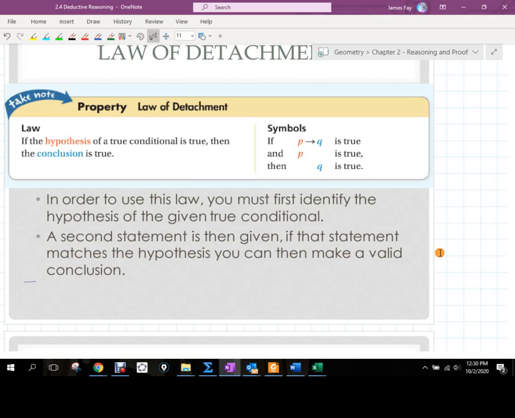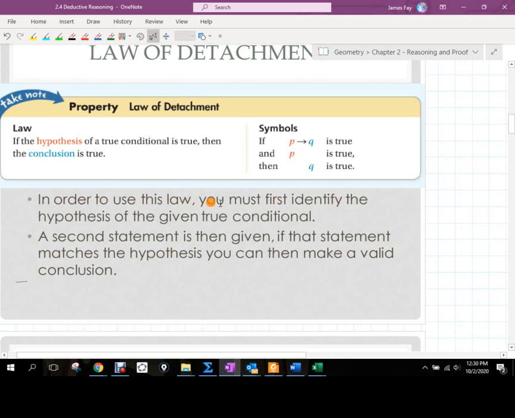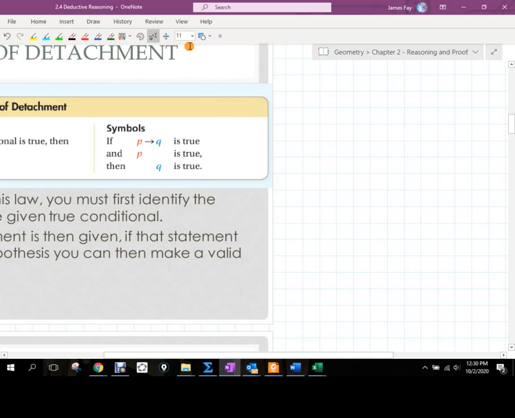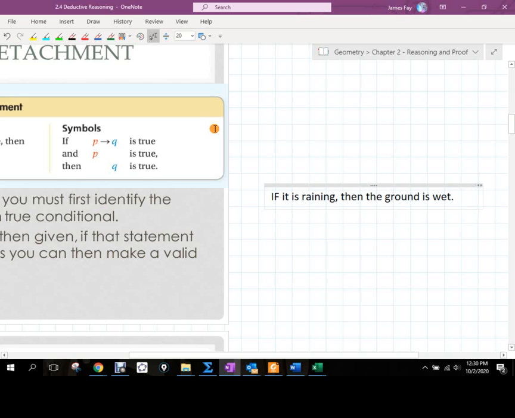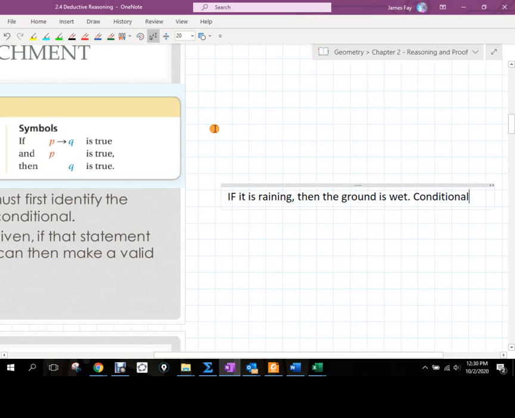Let me type it out so you can see it visually. It might be useful. So if it is raining, then the ground is wet. That's my conditional, right? All right, so my next statement I'm going to give you is that it is raining. Does that statement match this?